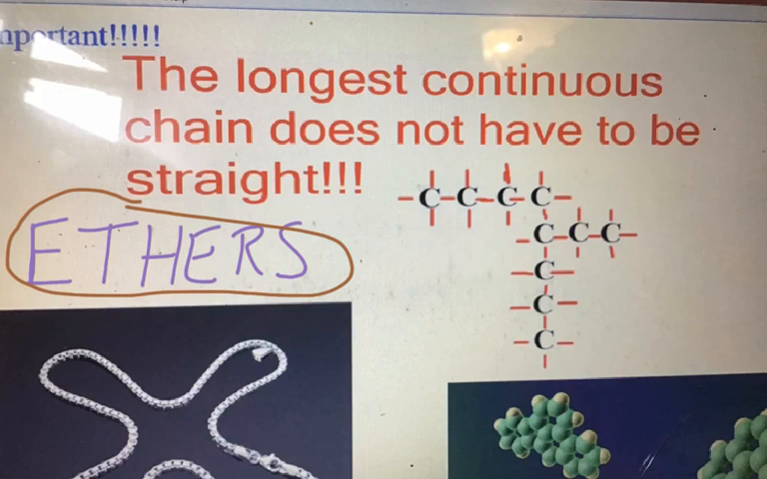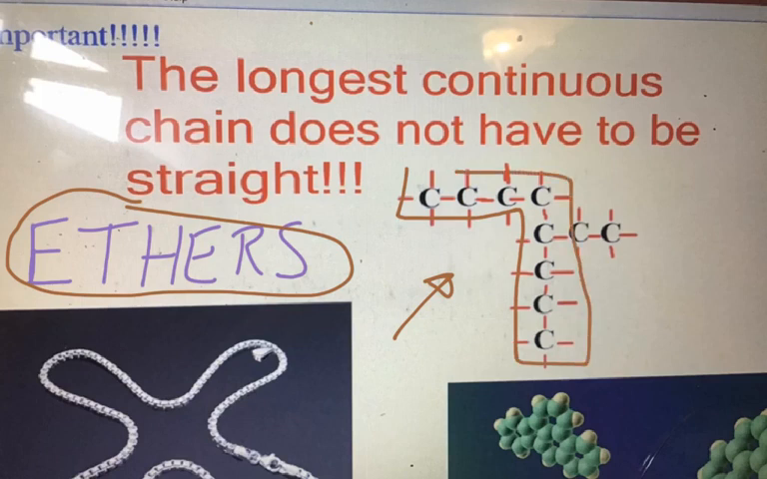Okay, now before I jump into ethers, I was looking over a video I posted recently, and I gave this example in terms of how do you figure out the longest continuous chain. And I noticed that I put the line around this guy right here, and we have 1, 2, 3, 4, 5, 6, 7, 8 carbons, and that gives us octane. So let me write that down, octane. But what I did, I kind of sort of covered this carbon right there.